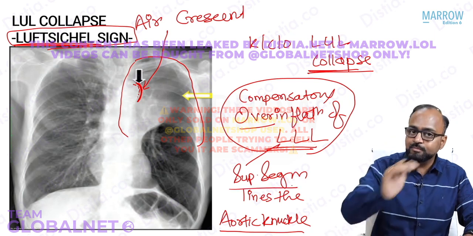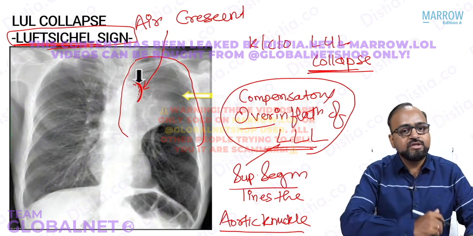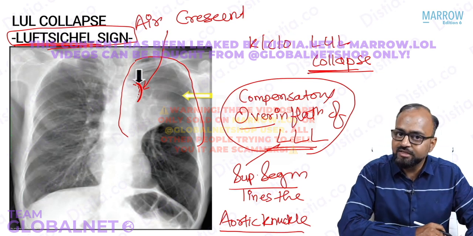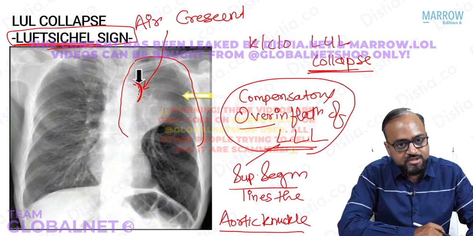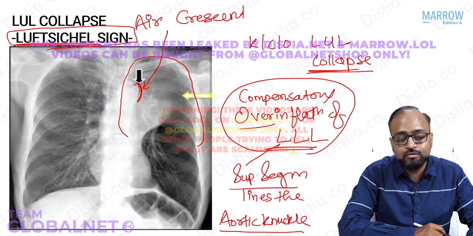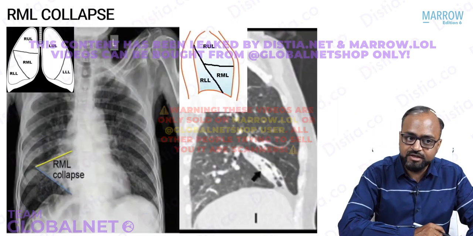So the superior segment comes and lines the aortic knuckle. That is what creates the sharp margin of the aortic knuckle and the air crescent. This is what is the Luft-Sichel sign. So the collapse pattern of right upper lobe and left upper lobe is drastically different.